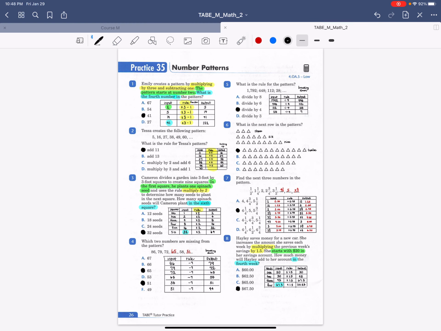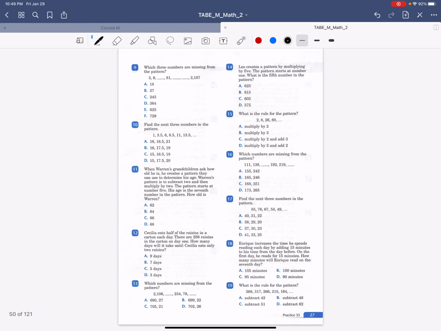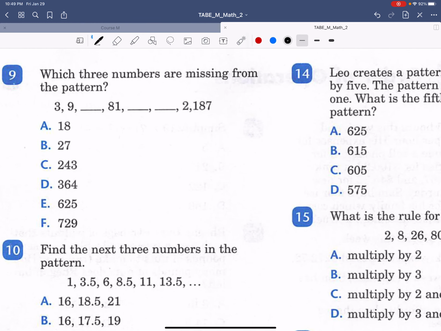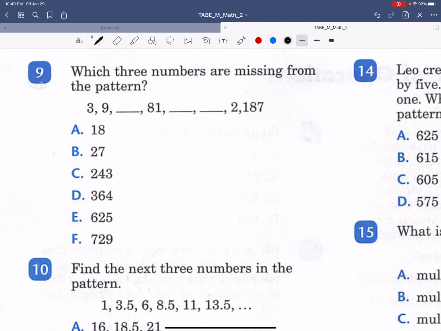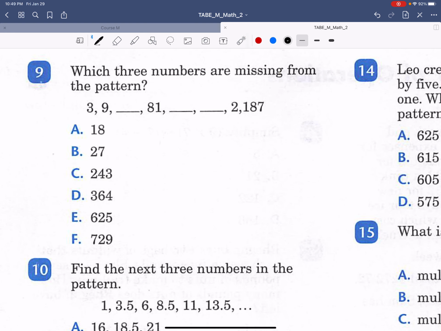Okay. I hope that you're getting the hang of these input-output tables. I think that that's going to help you in mathematics later on. And let's take a look at number 9. Which 3 numbers are missing from this pattern?